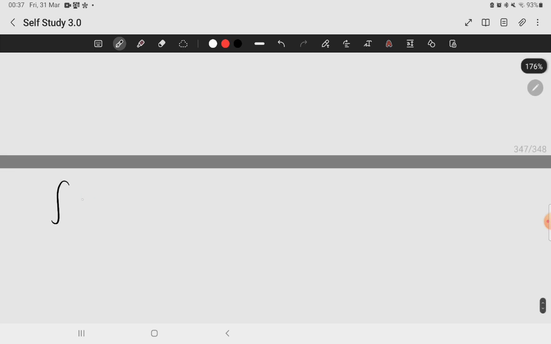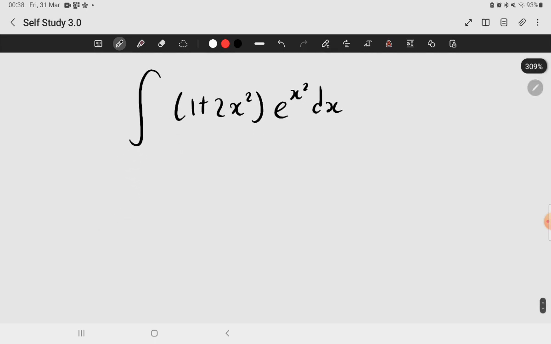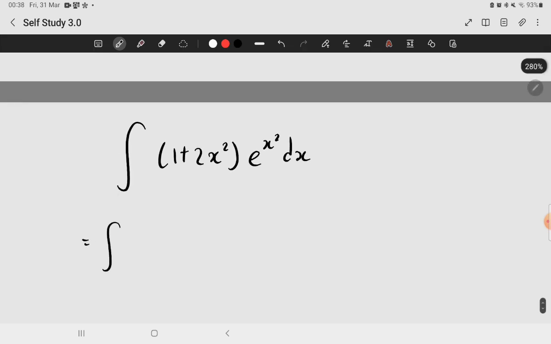Okay, so I believe that the integral given is the integral of (1 + 2x^2) times e raised to the power of x^2. So the way we want to solve this is firstly we expand it, term by term. We will obtain the following: e raised to the power of x^2 plus 2x^2 times e raised to the power of x^2, dx.